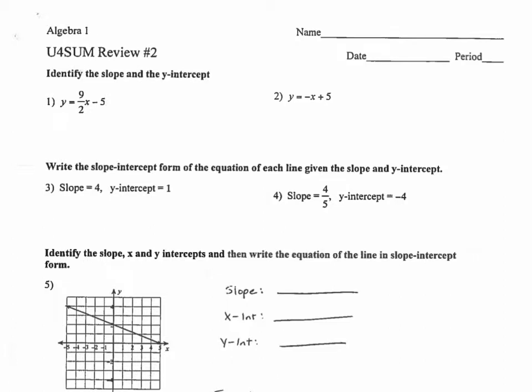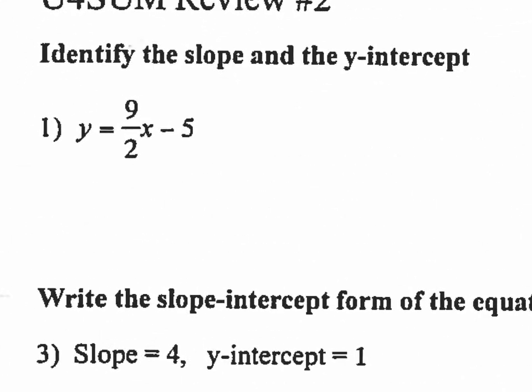All right, this is the Unit 4 summative review number 2. I'm going to start with number 1. We're supposed to identify the slope and the y-intercept.